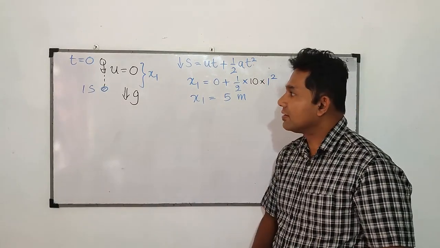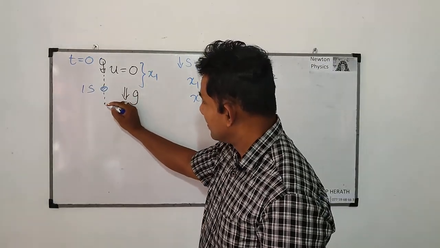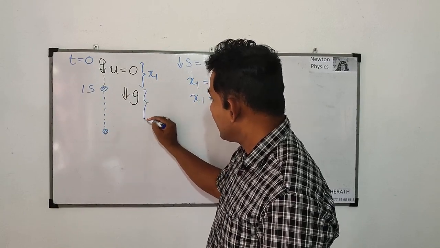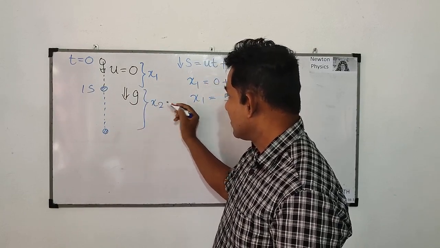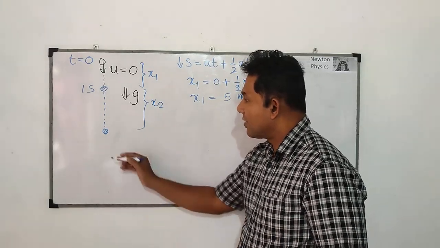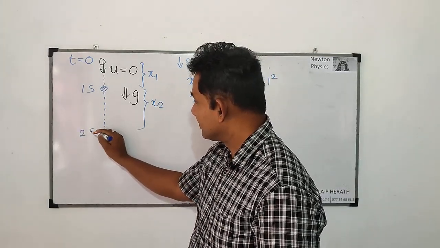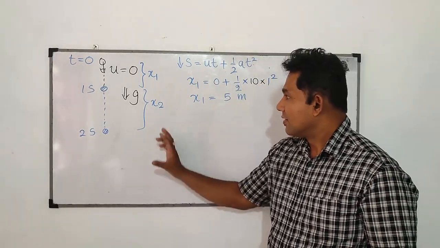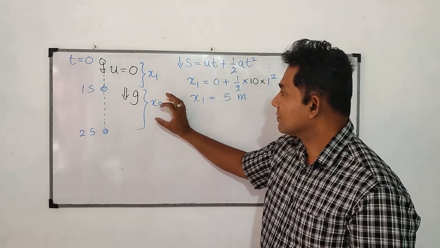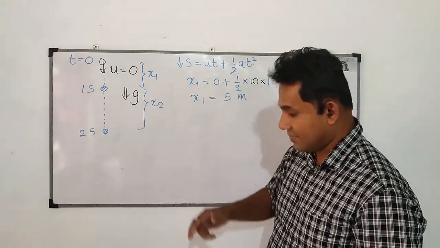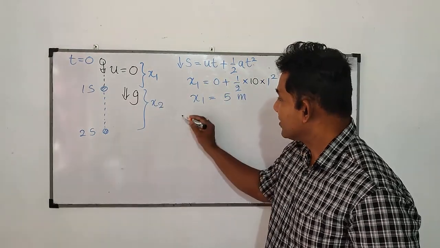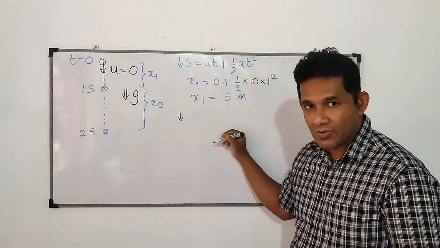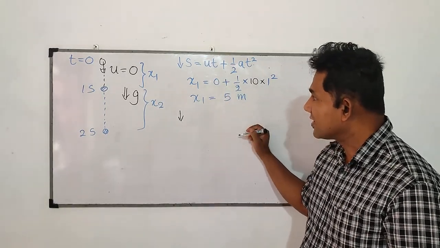Now later I will take the position here after 2 seconds. I am taking this distance as x2. The time becomes 2 seconds. Here I will find the value of x2 by using the same relation. Now I am applying this equation, s equals ut plus half at squared, in the vertical downward direction to find x2.